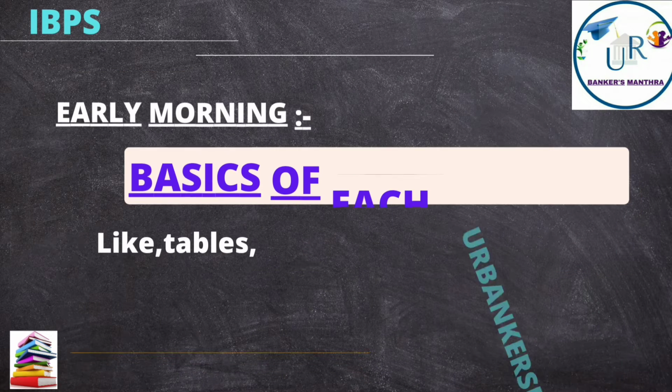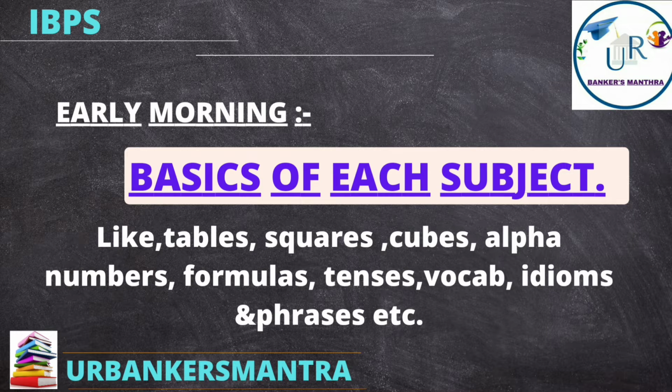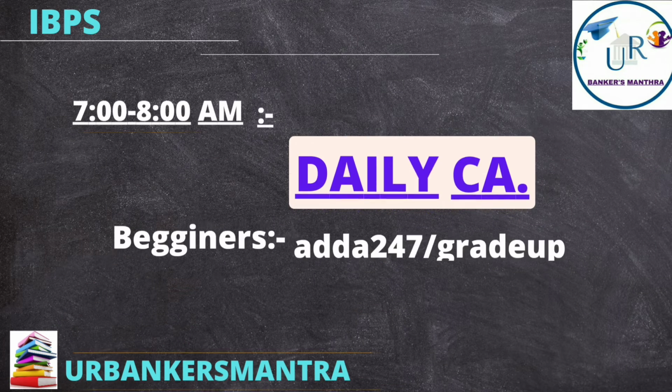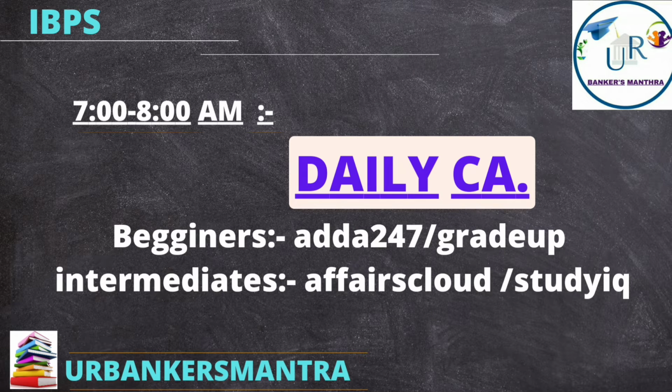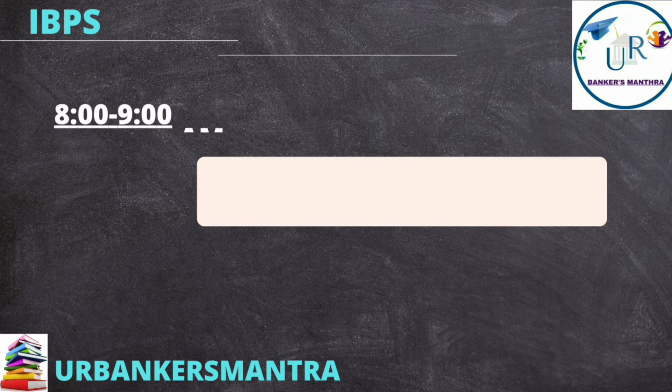As usual, early in the morning, revise all basics of each subject like tables, squares, cubes, alphanumeric values, formulas, etc. On a daily basis, revise all basics of each subject, and don't forget it. After that, give 1 hour to reading daily current affairs. Beginners can prefer Adda 247 or Grade Up, and those who are already preparing can prefer Affairs Cloud or Study IQ. So on a daily basis, read daily current affairs.